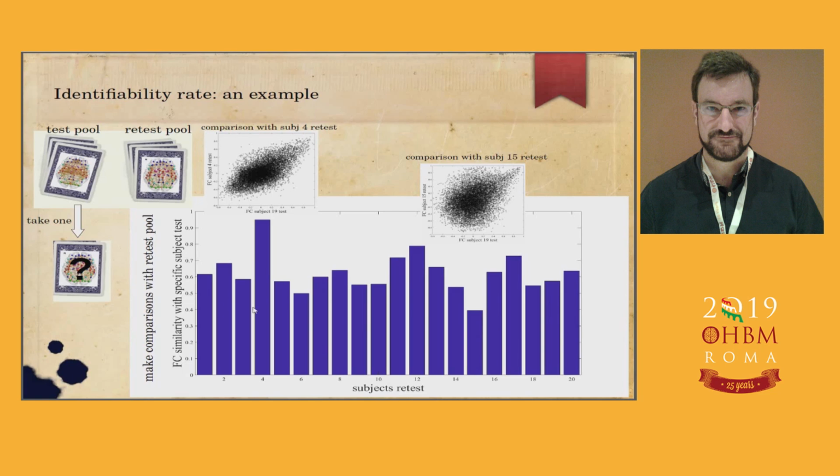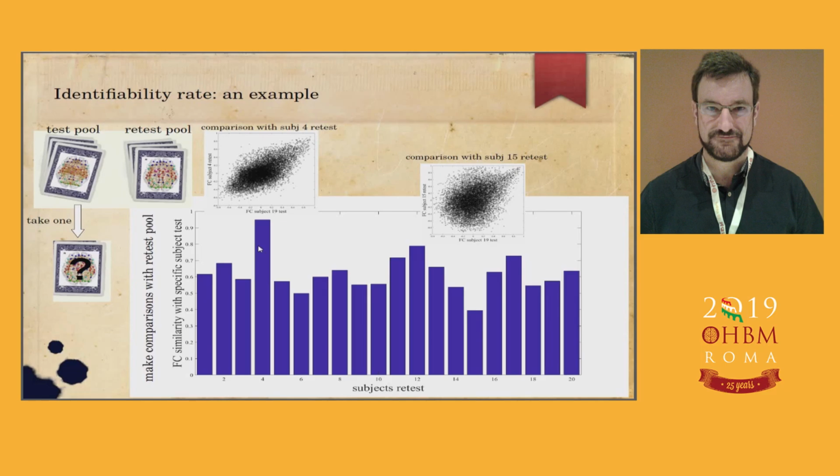So as you can imagine, I could make a bar plot where I could measure the similarity between the question mark subject and all the other subjects in the retest pool. And given this data, I will argue this is probably subject 4. Now, depending on how often I am successful in my choice, I will have a higher or lower identification rate. So identification rate reflects the relative number of times that I'm successful when playing this game.